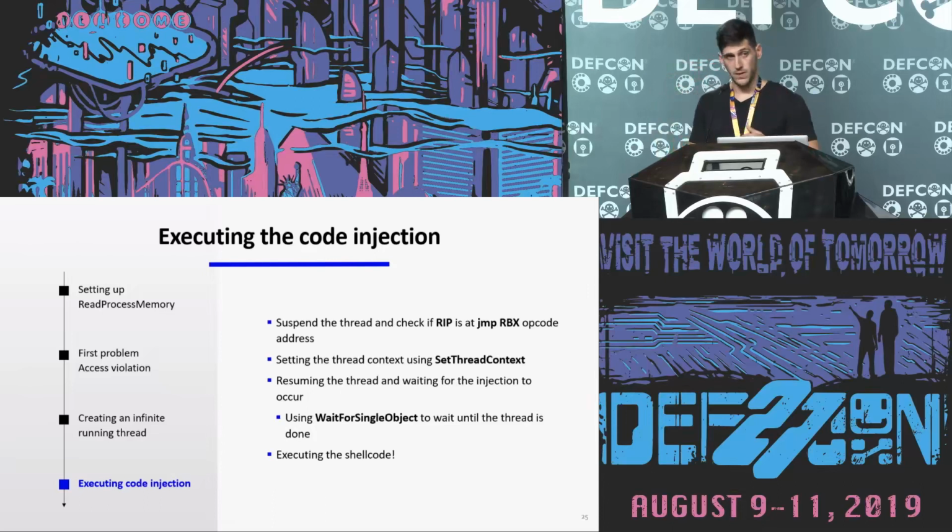Then RSP is going to point to the dummy stack we allocated, so the fifth parameter will be null. And RBX is going to point to ReadProcessMemory. So when we resume the thread, jmp RBX is going to jump to ReadProcessMemory. All the other parameters are already set up. So we're going to do that. We'll call WaitForSingleObject just to see that the thread was finished. When it's done, the shellcode is already copied into the target process. And now all we have to do is use a function like CreateRemoteThread and execute the shellcode.